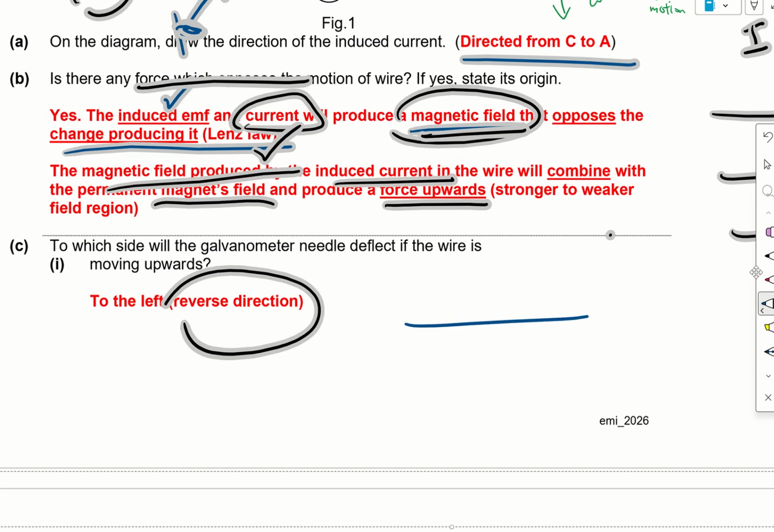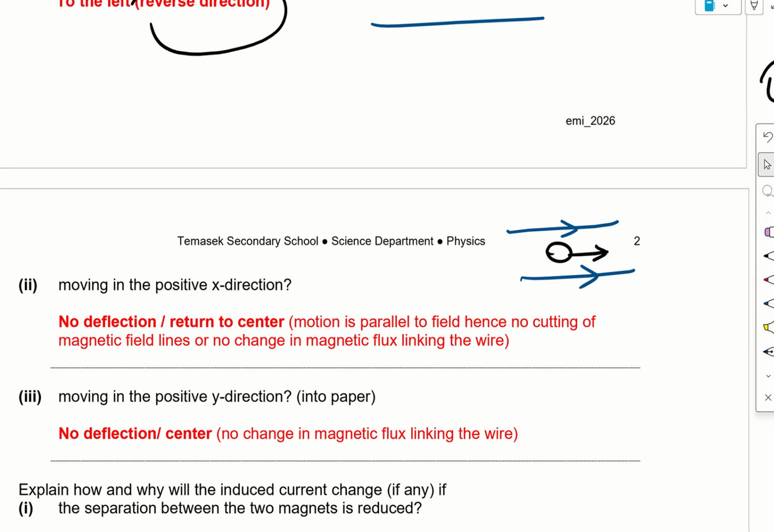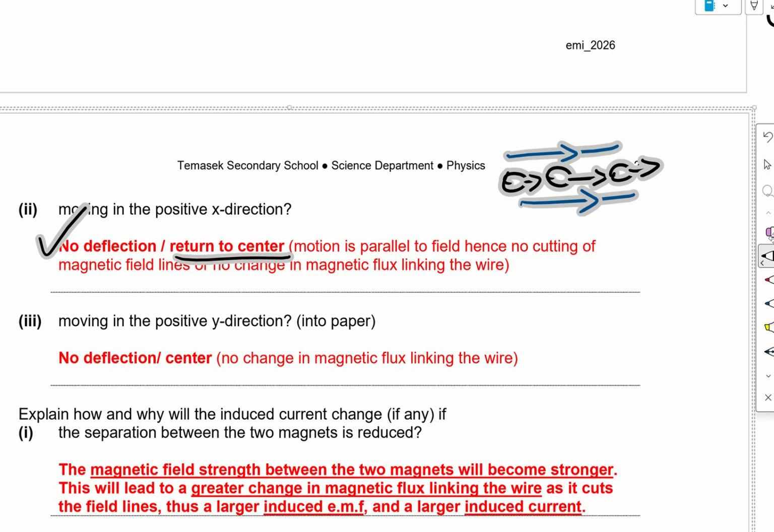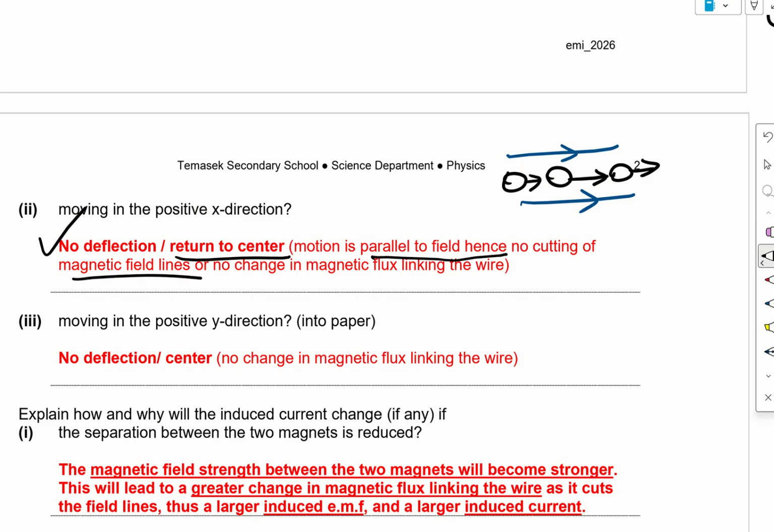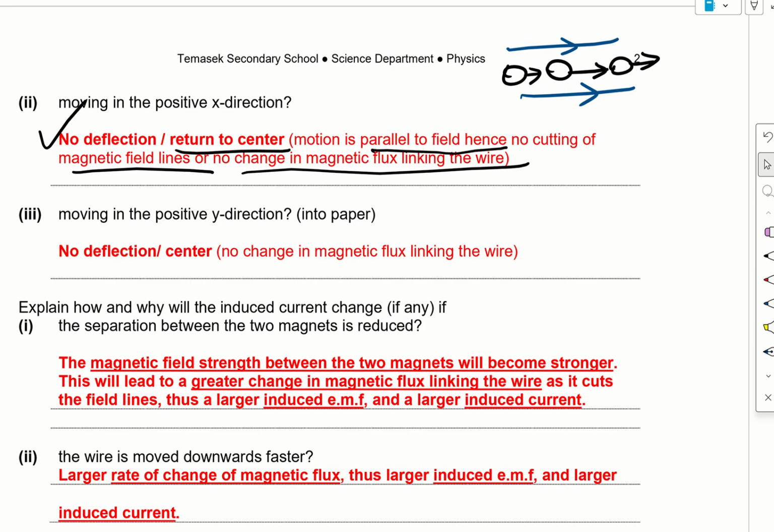So now imagine I draw my external magnetic field. My conductor or my wire is also going to the right. So there's no cutting of magnetic field lines. There's no rate of change of magnetic flux linking the coil, right? So even if I go from left to right, there is no cutting of magnetic field lines. So therefore, there is no deflection, or the galvanometer will go back to center zero. Why is that so? Because the motion is parallel to the field, therefore no cutting of magnetic field lines or no change in magnetic flux linking the wire. So this is how you write down your explanation.